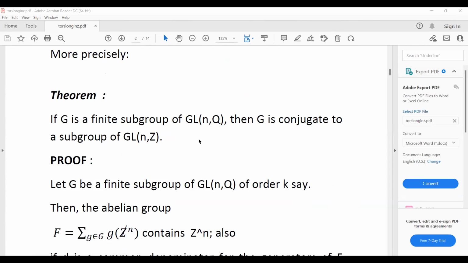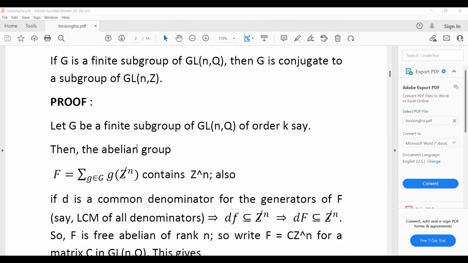Since I have 10 minutes, I'll say something in 2-3 minutes. Let G be a finite subgroup of GL_n(Q), say of order k. GL_n(Z) is acting on Z^n, the column vectors. So what we are going to look at is the sum of g applied to Z^n, over g in G. This group G is a finite subgroup of GL_n(Q), so these matrices g have rational entries, but there are only finitely many such matrices. So we look at the sum of gZ^n, a finite sum.